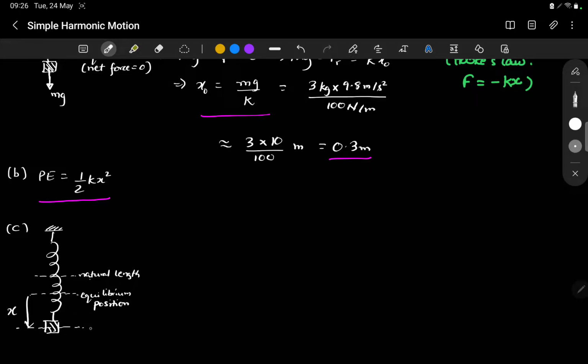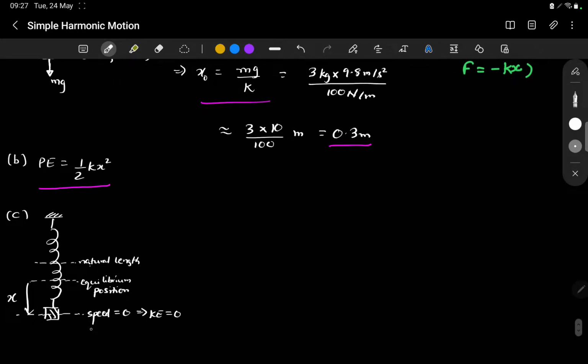So speed at this point is 0. We are pulling it down, we are holding it, and then we are releasing it. So it starts with 0 speed out here. So if speed is 0, this implies kinetic energy is 0, because kinetic energy is proportional to the velocity squared, but the potential energy over here is maximum.